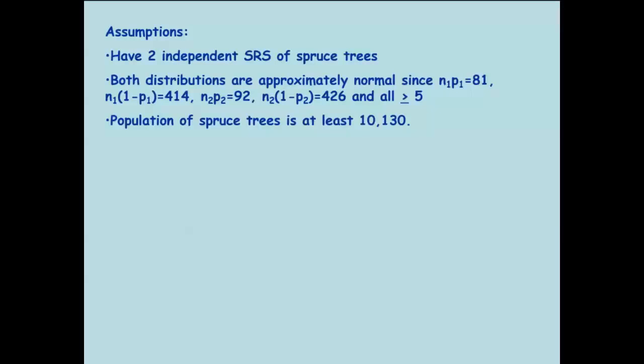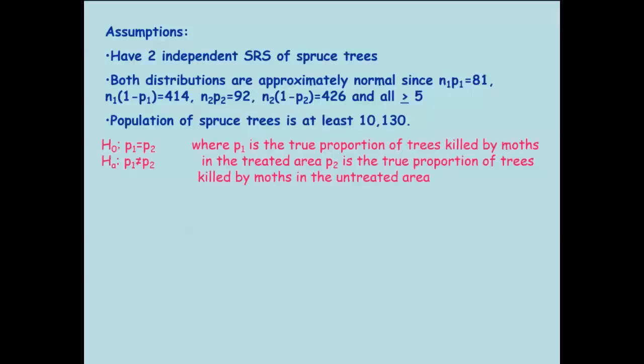Okay, so then from here we want to set up our null and alternative. In this case our null would be P1 equals P2. And since I don't really get a sense of directionality, we'll just do a two-tailed test. We'll say that I just don't know if they're equal or not.